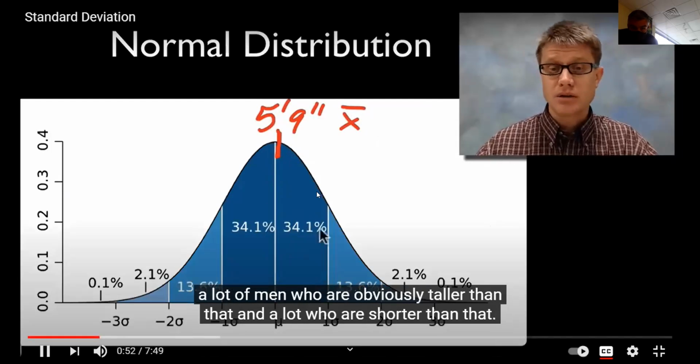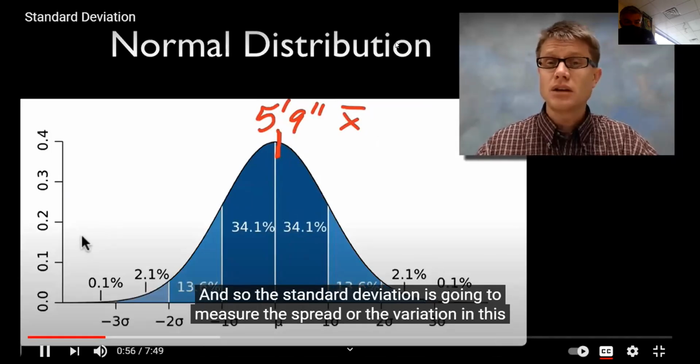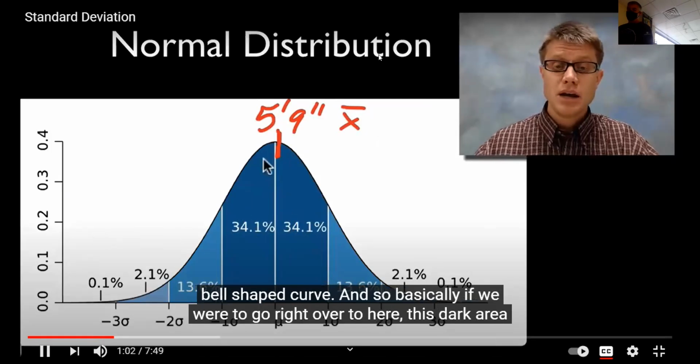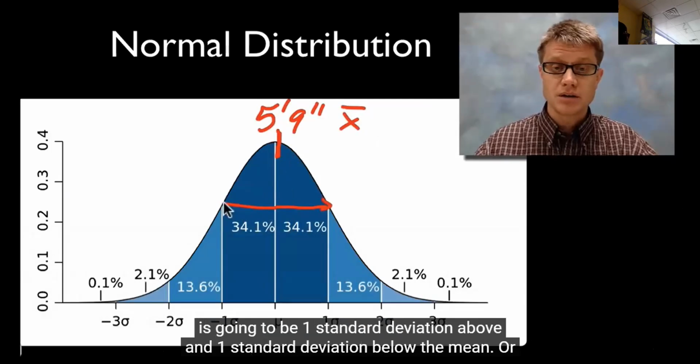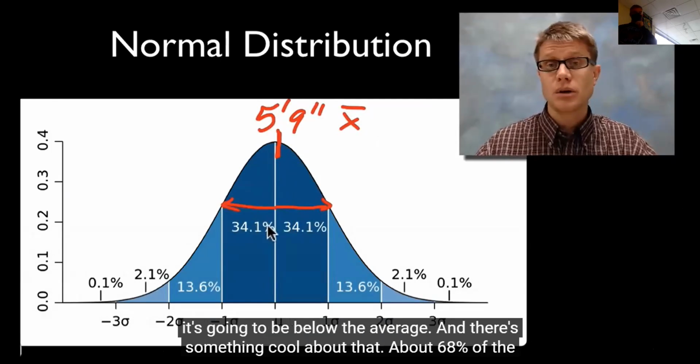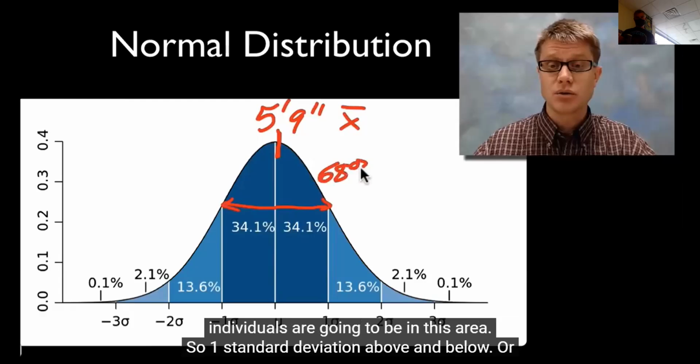But there are going to be a lot of men who are taller than that, and a lot who are shorter. The standard deviation measures the spread or the variation in this bell-shaped curve. This dark area is 1 standard deviation above and 1 standard deviation below the mean. And there's something cool about that: about 68% of the individuals are going to be in this area.